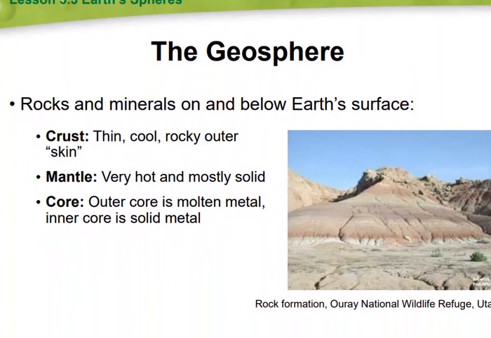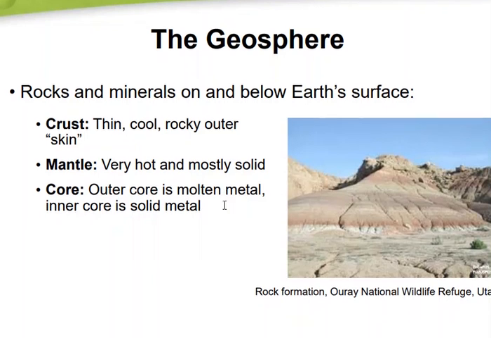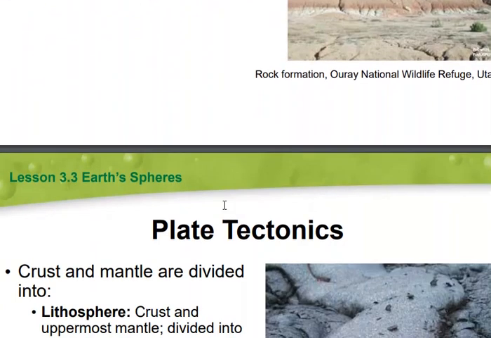Earth's geosphere consists of the crust, the mantle, and the core. That's the geosphere: crust, mantle, core. Rocks and minerals on and below the Earth's surface. Crust is thin, cool, rocky outer skin of the Earth. The mantle is very hot, but mostly solid. And the core, the outer core, is molten metal. The inner core is solid metal. All right, so that's your geosphere.